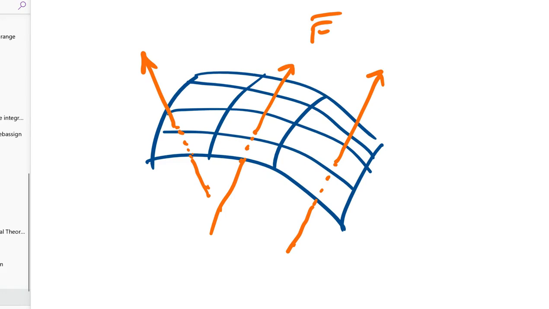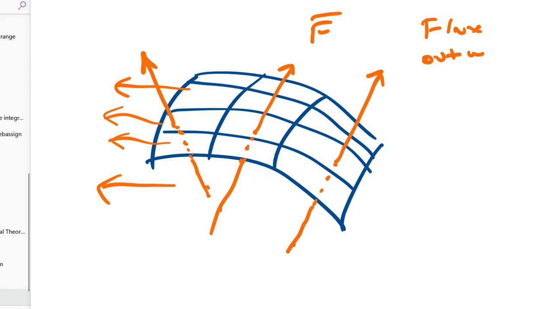So if there's a vector over here that is parallel to the surface, then there's no flux going through it. Part of the vectors are like this over here. They're not going through the surface, so the flux should be zero. So the flux is the outward flow, or the flow through the surface. In order to measure that, it would help if we had a normal vector.